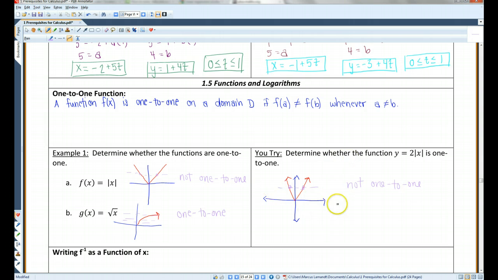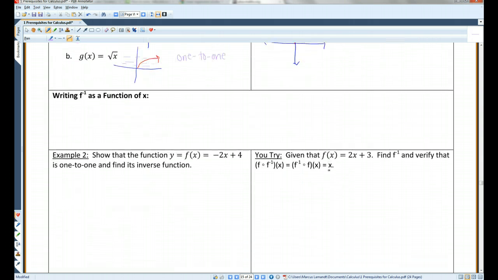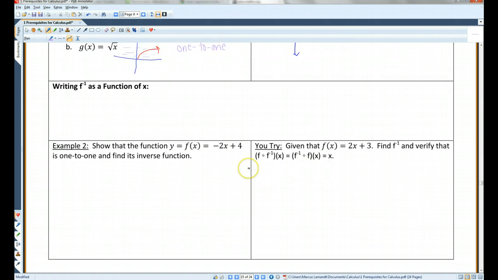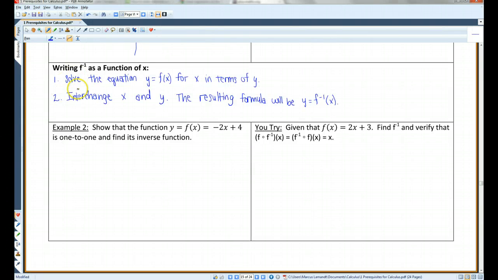Alright, this is what you guys should have gotten. Writing inverse f as a function of x. Alright, if you're trying to find the inverse of a function, you're basically going to solve the equation for x in terms of y. And then you just switch the x and y. I think depending on what textbook you have, some textbooks teach you to switch x and y first and then solve for y in terms of x. It's pretty much the same thing.